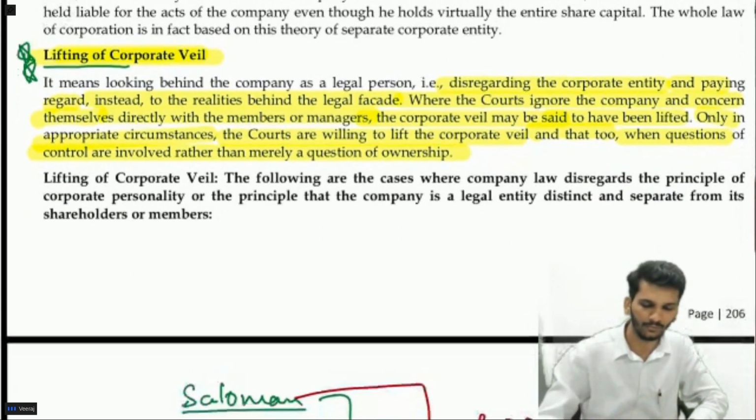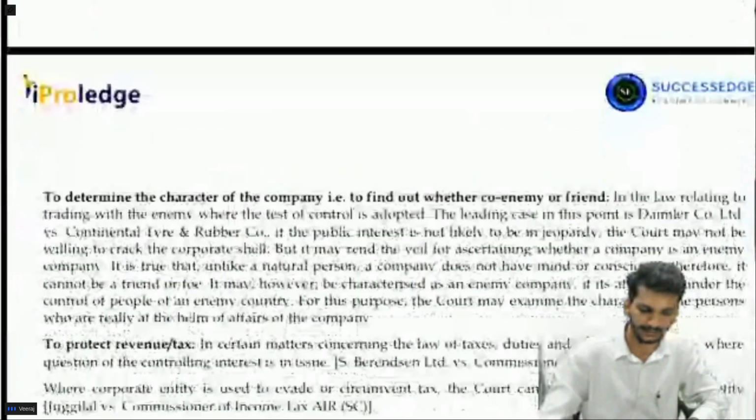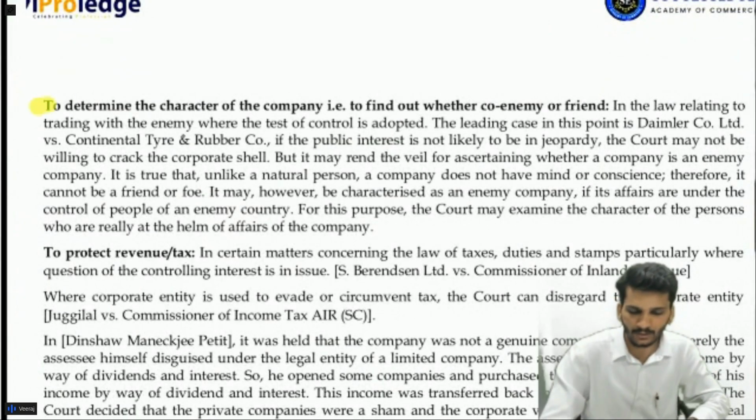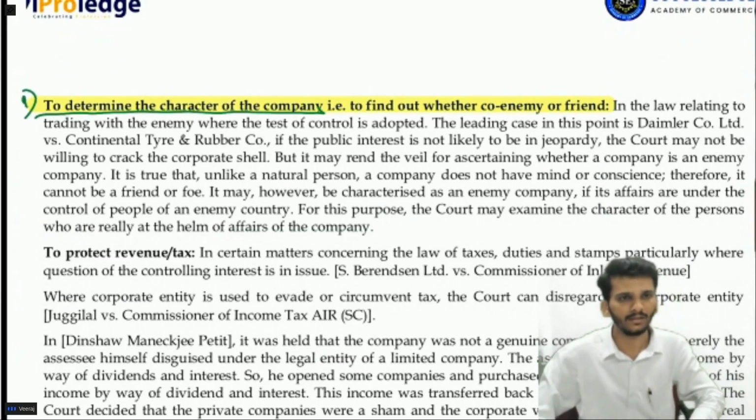Again, they have some cases. The following are the cases. What are the cases? We will see it here. First, we will read the 5 things, then we will come and explain all these things. First one is to determine the character of the company. That is the first case.